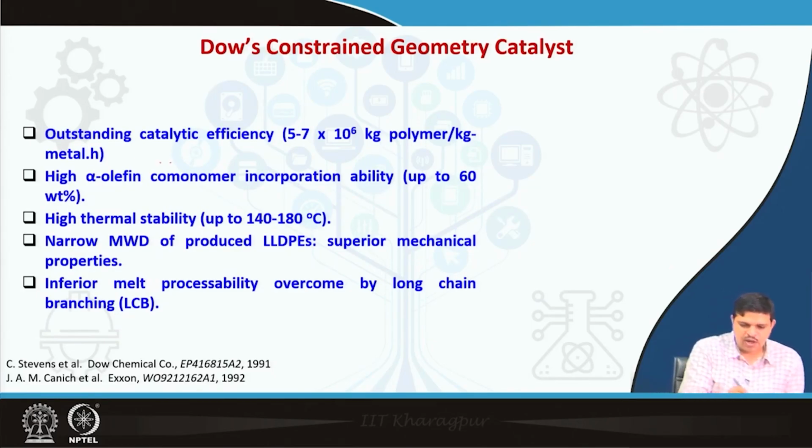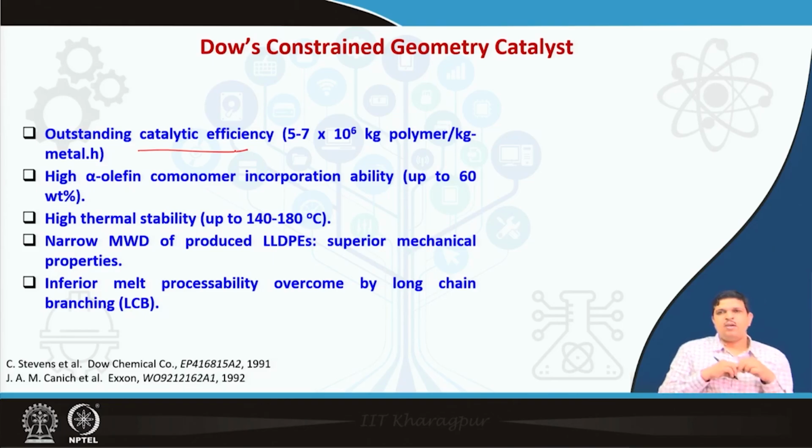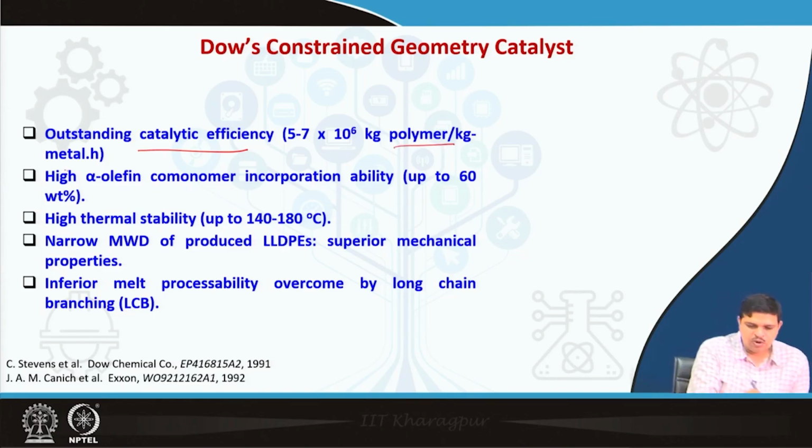You see that there is a high catalytic activity, okay. Generally the activity of the catalyst is expressed as kg of polymer per kilogram metal per hour, okay. So, that is the expression for the catalytic efficiency of a catalyst. So, you will see that this is in the order of 10 to the 6, that is quite huge, okay.